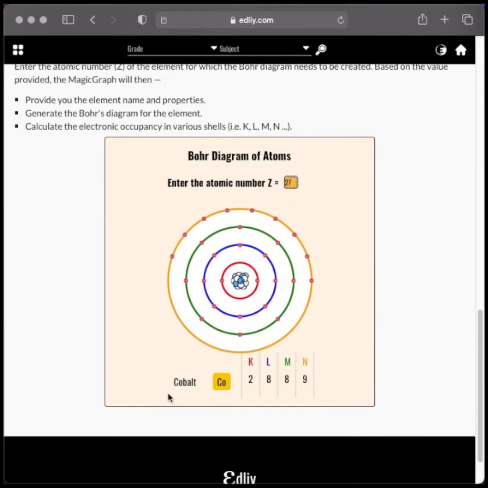As for another example, we'll enter the atomic number for cobalt. So here we see that we have electrons in the K shell, L shell, M shell, and N shell.